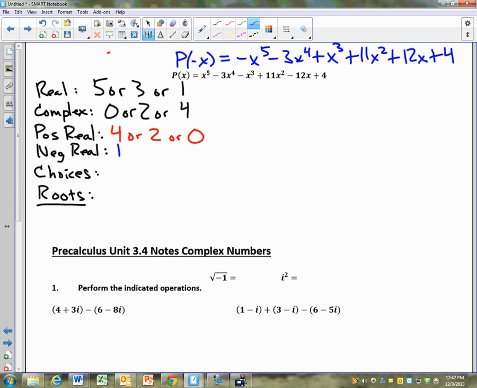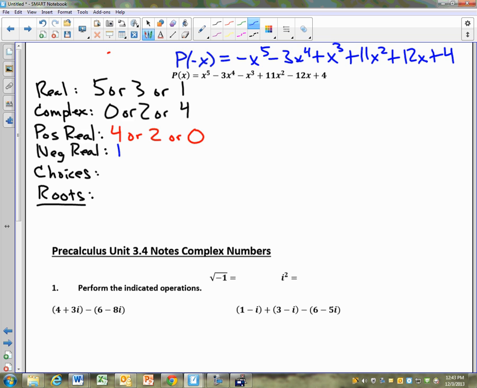Well, doesn't that make sense? If you have 1 negative real and 4 positive, that makes a total of 5. If you had 1 negative real and 2 positive, that would make 3. 1 negative and 0 positive would make 1. Again, it's a 5th degree polynomial, an odd polynomial. So true or false, this thing has to cross through the x-axis. It has to. That's why you are for sure going to have 1 solution.